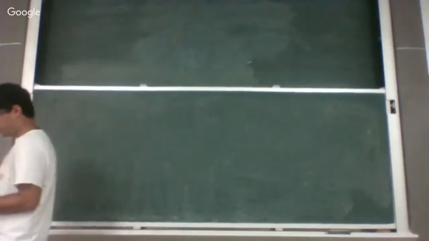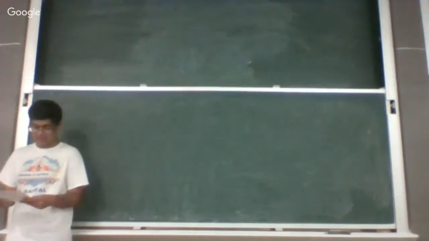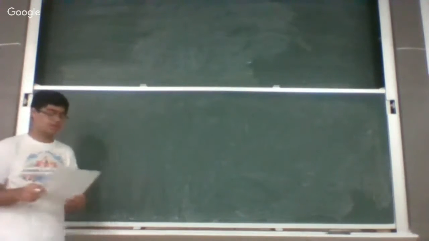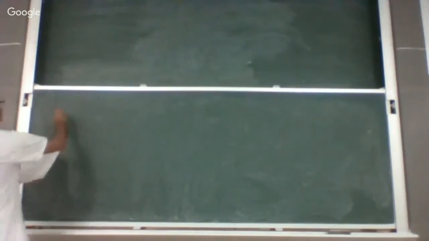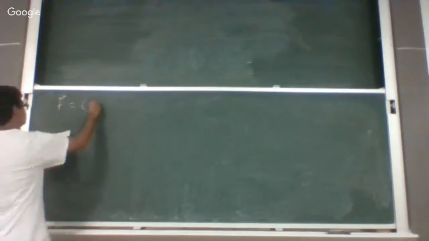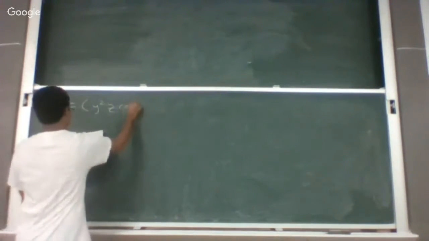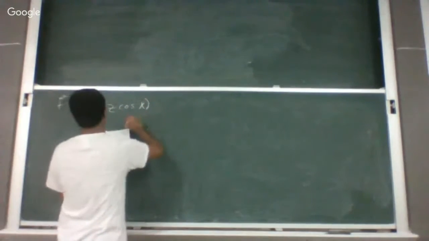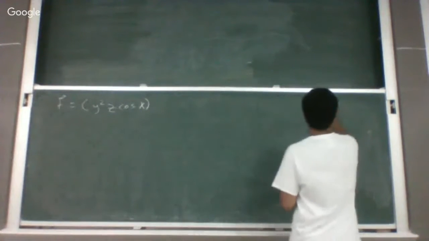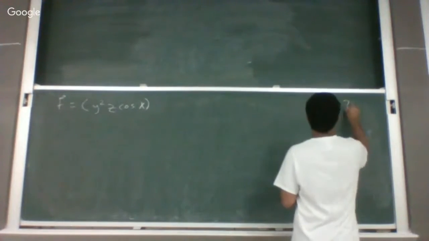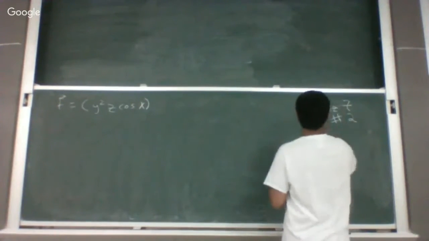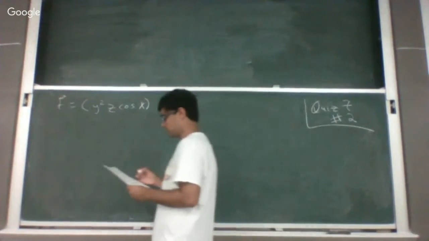So this is the problem where you have to prove that something is conservative and find the function equation. I'm definitely sure that a problem like this will be on the exam. This is quiz 7, number 3.